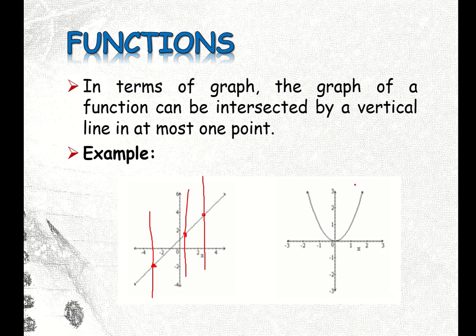And similarly for the parabola, if you draw a vertical line, this vertical line intersects just one point of the curve. If you draw this line, it only intersects at this point. All throughout, when you draw the vertical line, it will intersect at only a single point in the curve. So we can say that this relation expressed in terms of a graph is a function.